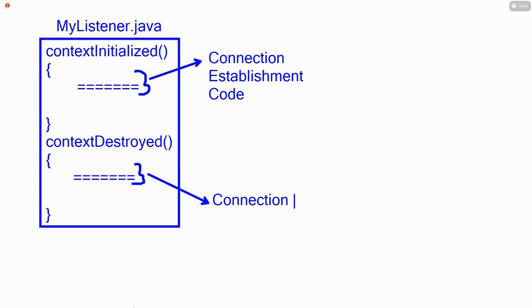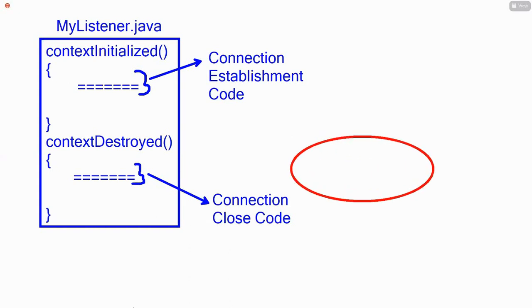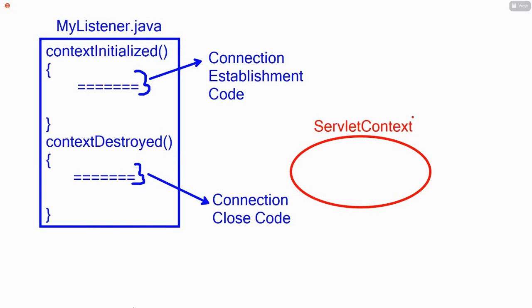Connection close code I'll write. Okay. After this, now this application I'll deploy. Whenever the application is deployed, first what will happen? Servlet context created. Nothing but memory, a memory common to all servlets. Servlet context created. Okay. Here with the servlet context, I'll set attribute.